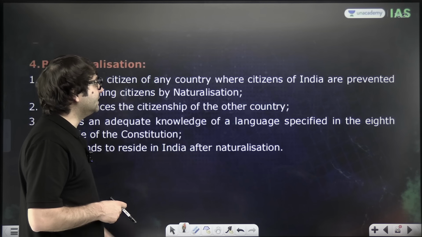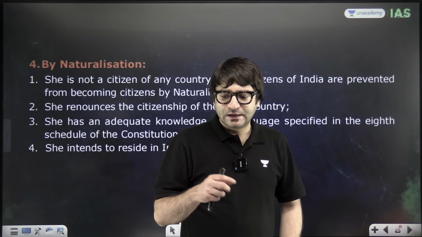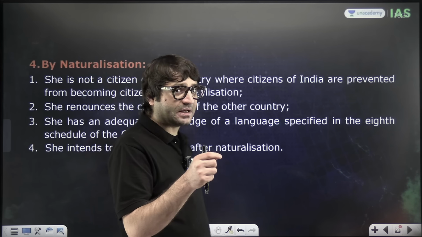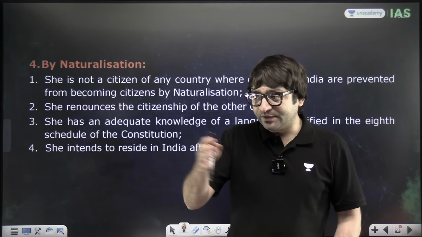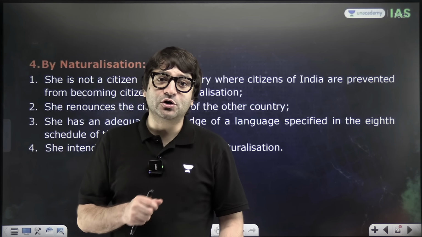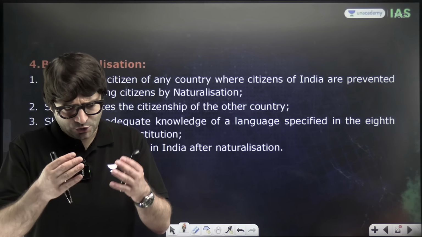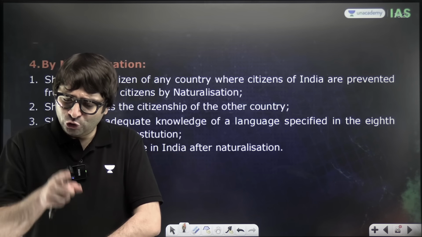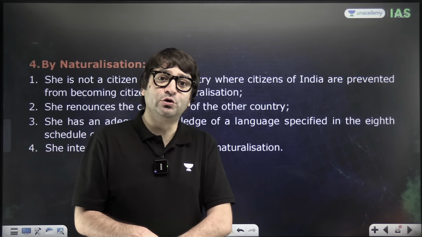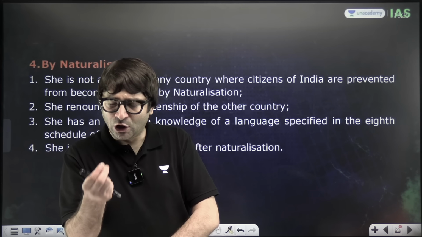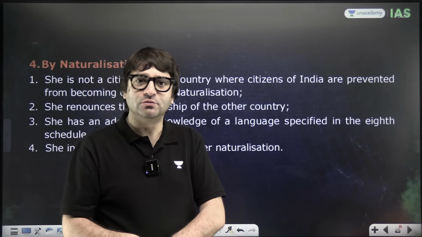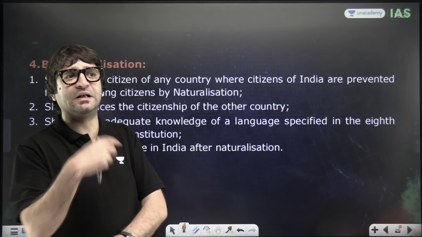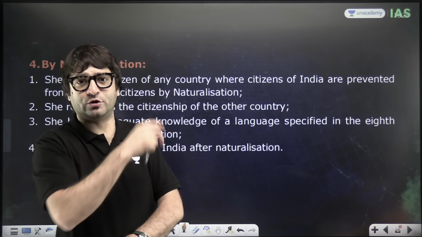Fourth way is naturalization. I am not born in India. I am not born to an Indian parent outside India. I am not even married to an Indian. But even then, I want to become an Indian. How do I do that? You come to India, stay in India for 14 years. You should not be from a country where Indians are not allowed to become citizens. You should have a knowledge of any language mentioned in the 8th Schedule. You should give an undertaking that once you get Indian citizenship, you will give up your previous citizenship. You will renounce your previous citizenship.